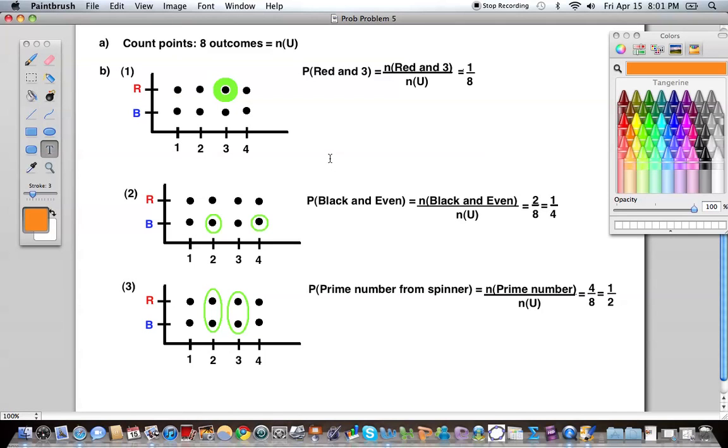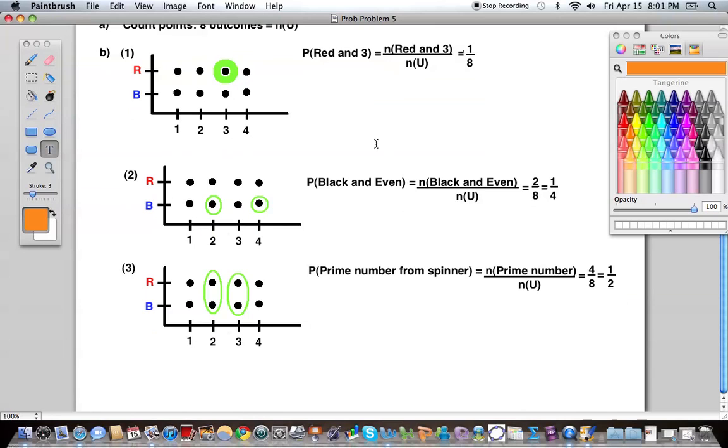Moving on to B, part 1, it says find the probability of getting a red and a 3. Well, it's circled in green. There's only one time where we get a red and a 3. Therefore, the probability of getting a red and a 3 is equal to the number of ways getting a red and a 3 divided by our total number of outcomes. This is equal to 1 divided by 8, 1/8.